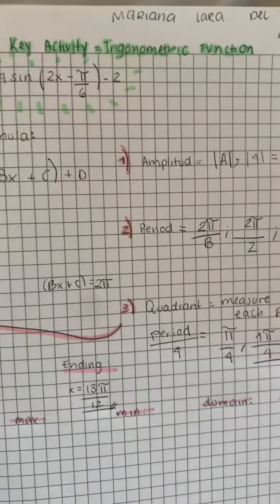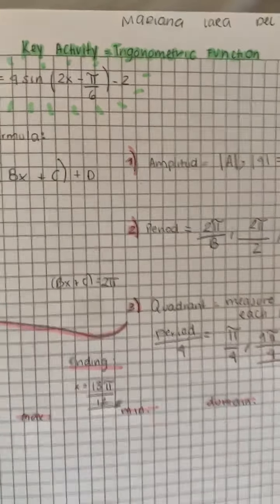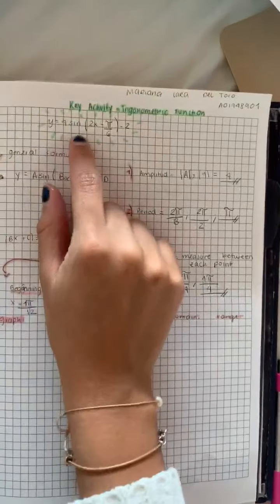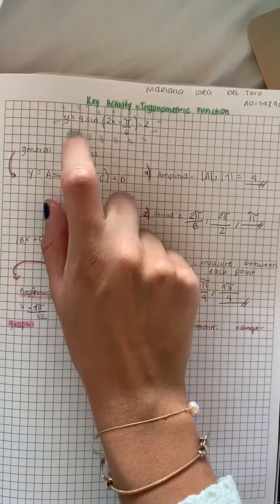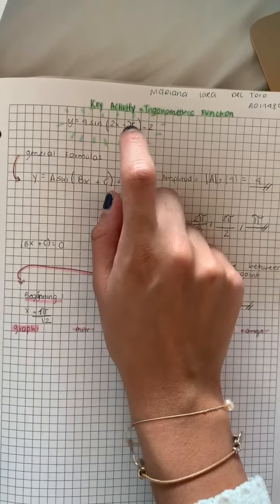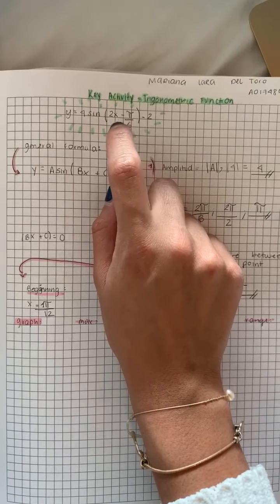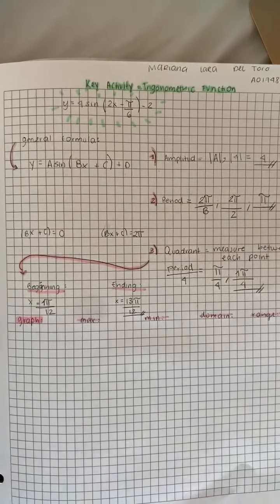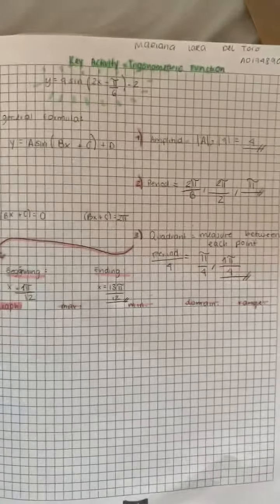Hello, today I'm going to show you how to solve a trigonometric function. Okay, let's start. So first, the problem you are given is y equals 4 sine parentheses 2x minus pi over 6 close parentheses minus 2.